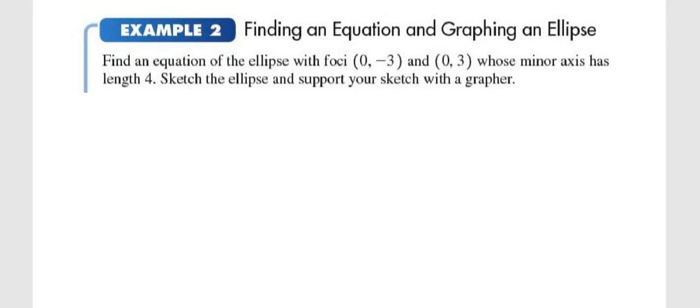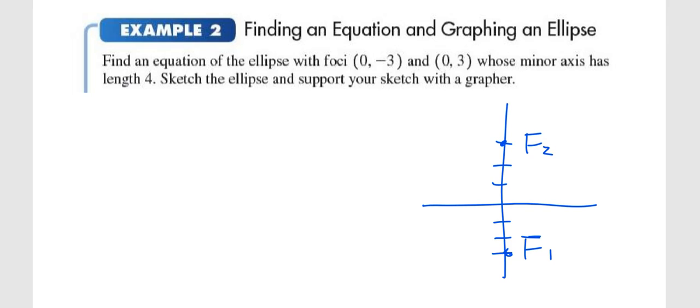Example 2. Finding an equation and graphing. We've already talked about graphing a little bit, but it says find an equation of an ellipse with foci at (0, -3). So we have focus number 1, and (0, 3), focus number 2.